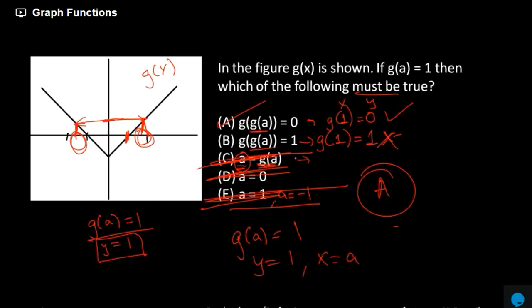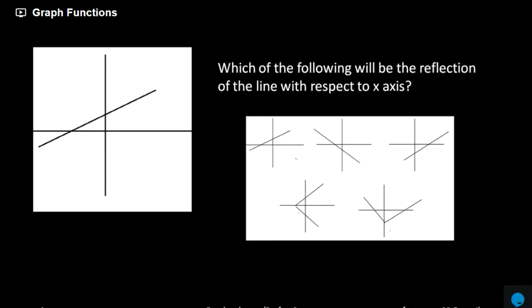Fine, guys. I suppose you've understood this one. Let's move on to the next one. Now this over here is a reflection question. The question says which of the following will be the reflection of the line with respect to x-axis. So we're going to focus at this point. This point is going to be something x and y is equal to 0, right?